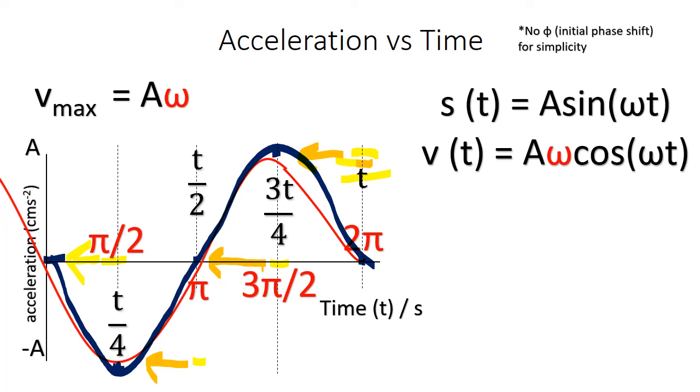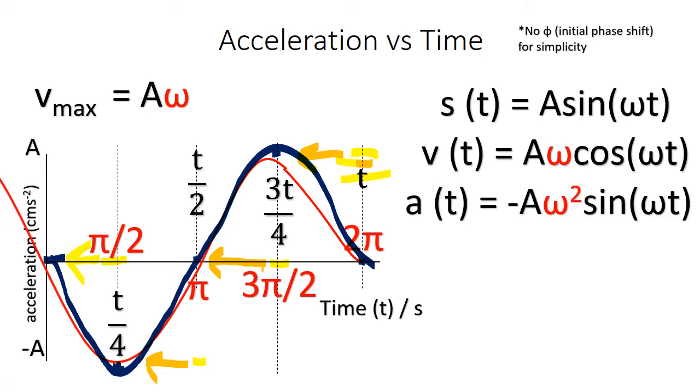Again, it's not perfect. So the time derivative of displacement is velocity. The time derivative of velocity is acceleration. So the derivative of cosine omega t is negative sine omega t. Then I multiply the function by the derivative of what's inside the trig function. So the derivative of omega t is, again, omega. So I multiply A omega by an additional omega. So this is negative A omega squared sine omega t for the acceleration versus time curve.